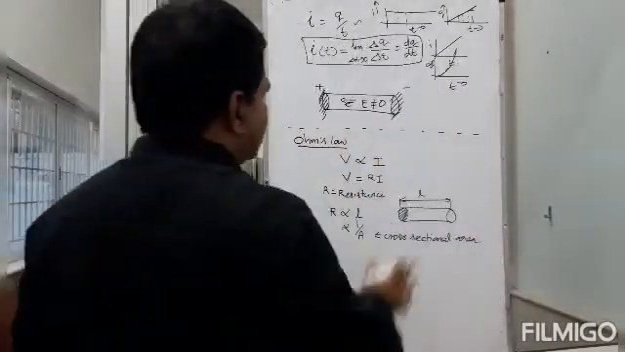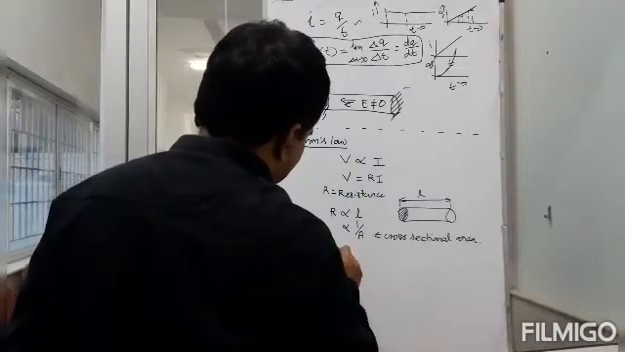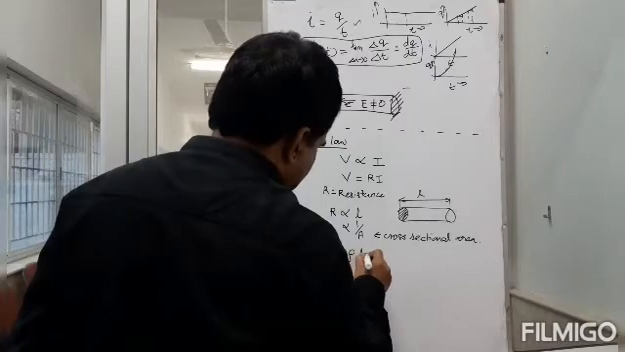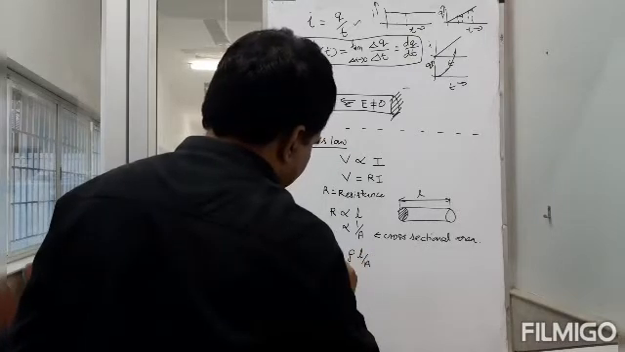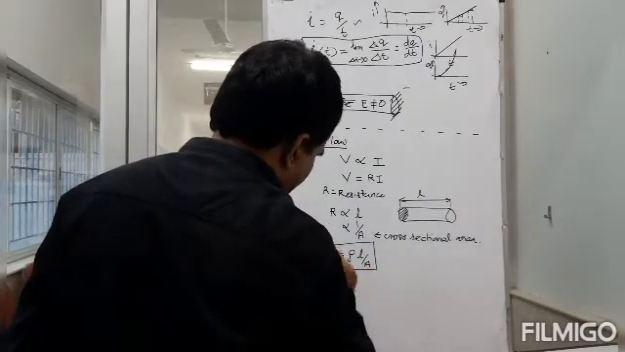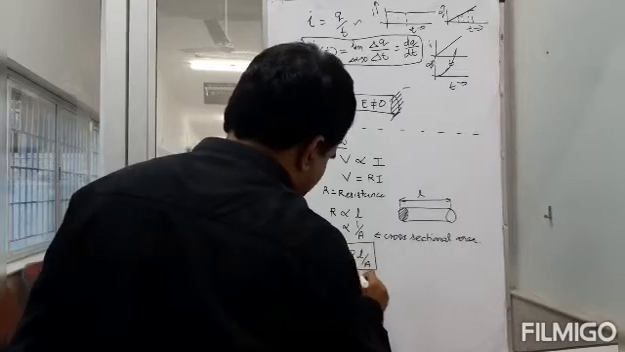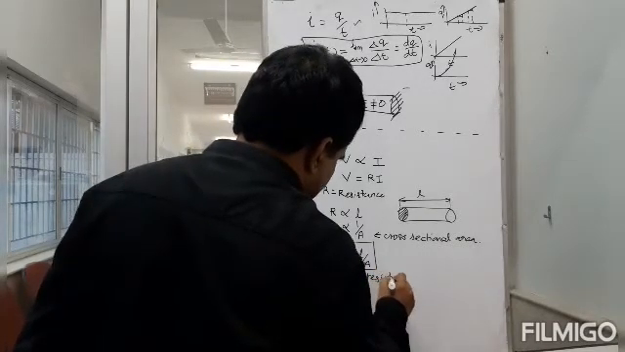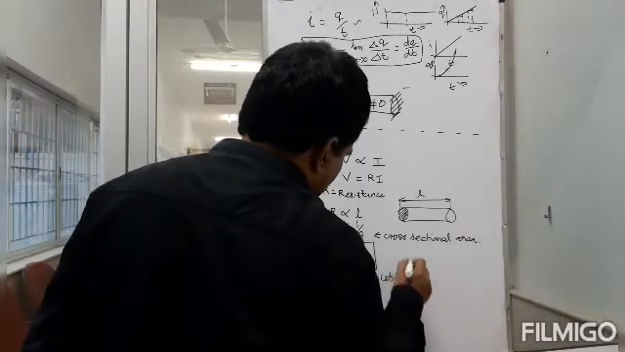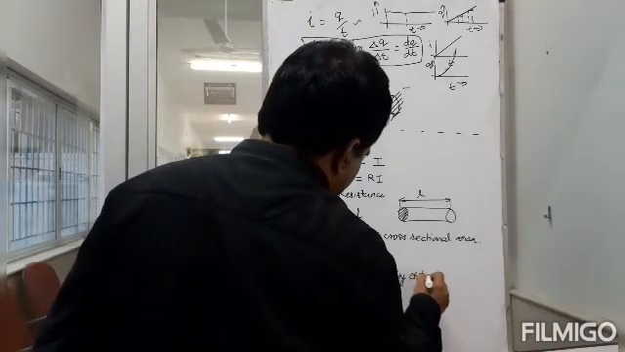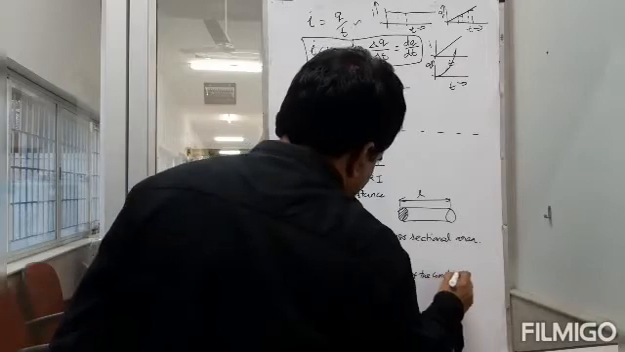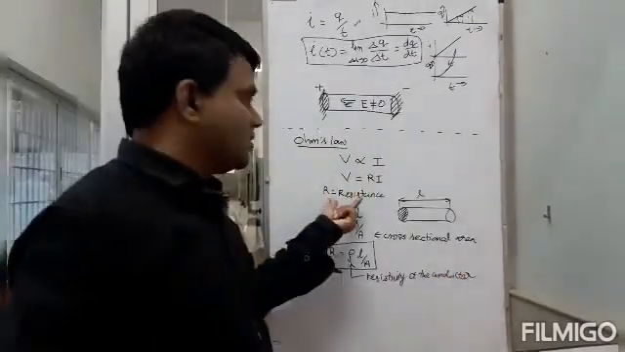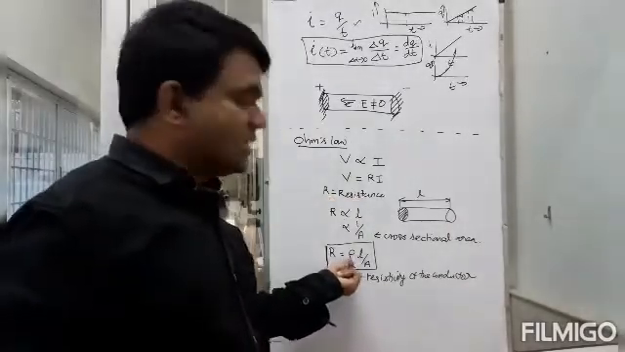So when I combine these two, I get this expression: R is equal to some constant rho L by A. And this constant rho is called the resistivity of the conductor. So this is the resistance of the conductor and this is the resistivity of the conductor.